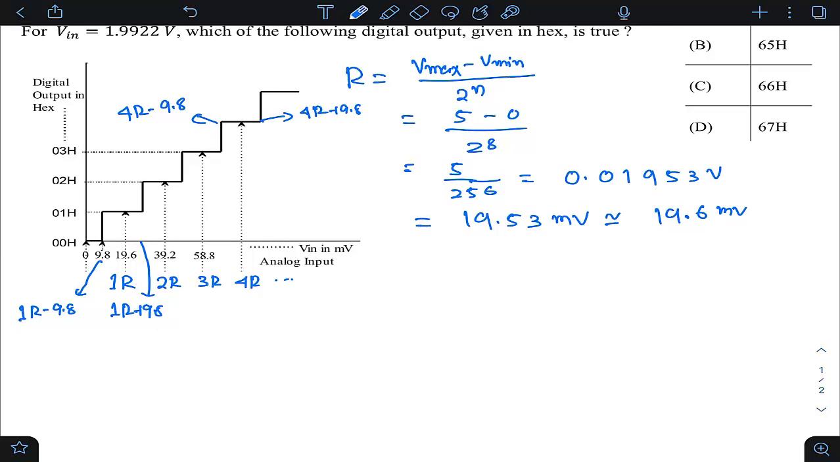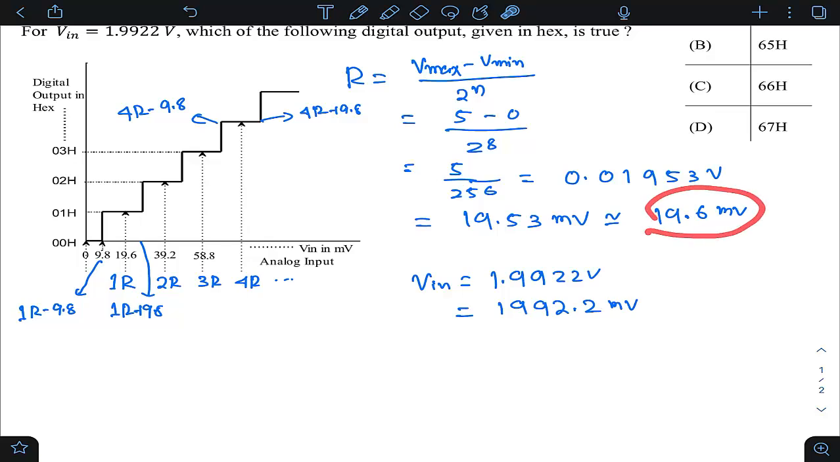Now coming to the input voltage, what is my input voltage? The input voltage is 1.9922 volts. If you write this in millivolt units, it is 1992.2 millivolts, isn't it? Now you have to check it out. In a single step the resolution is 19.6, so in how many steps will it reach this value?